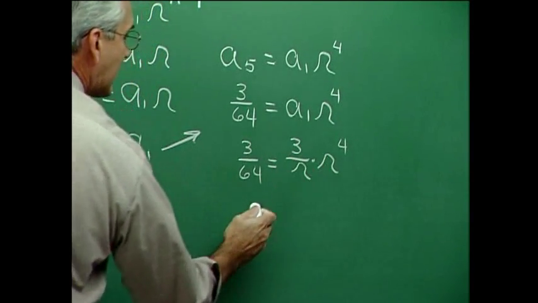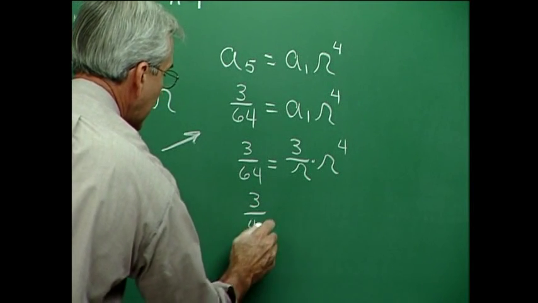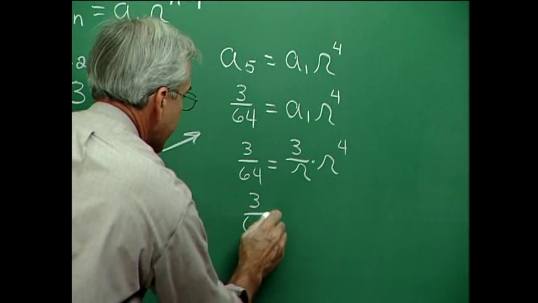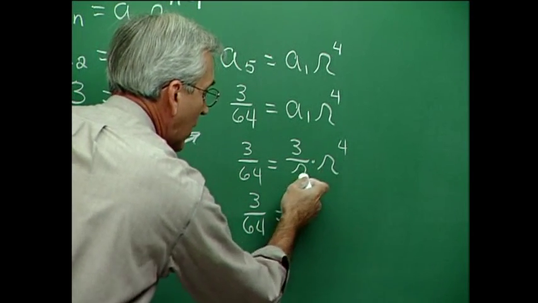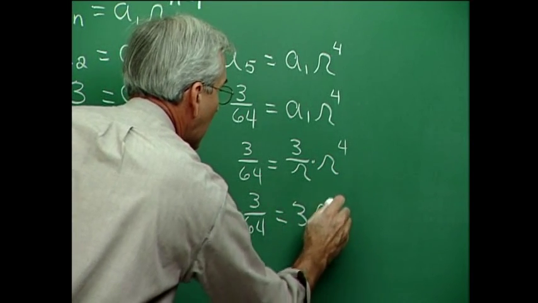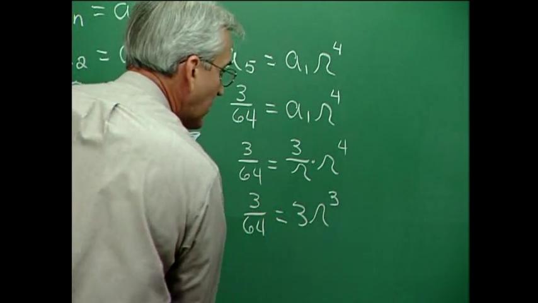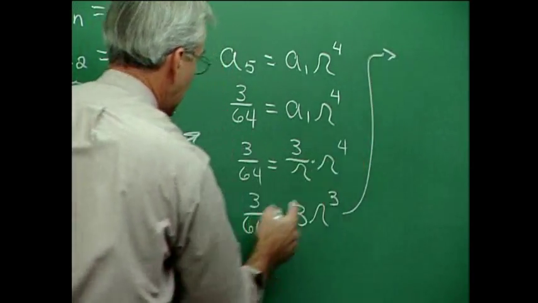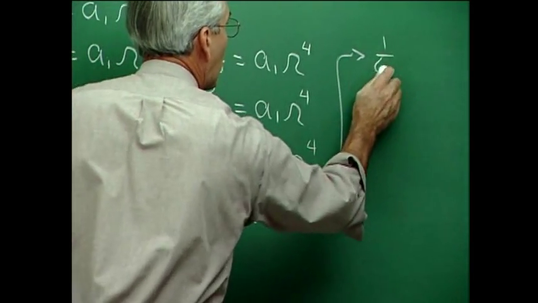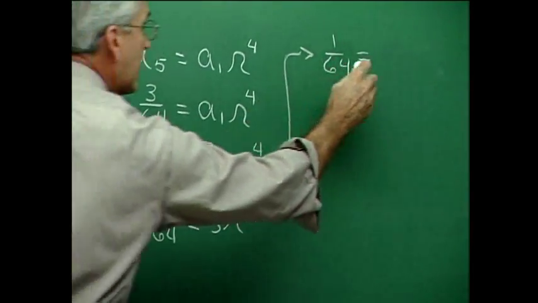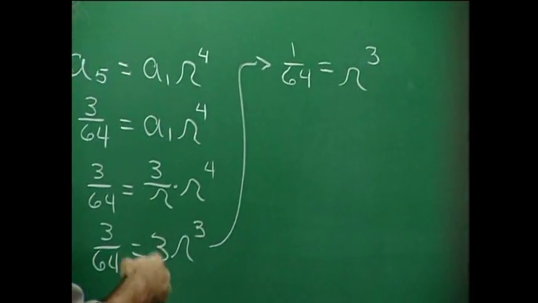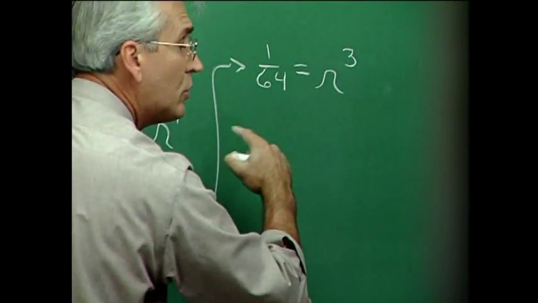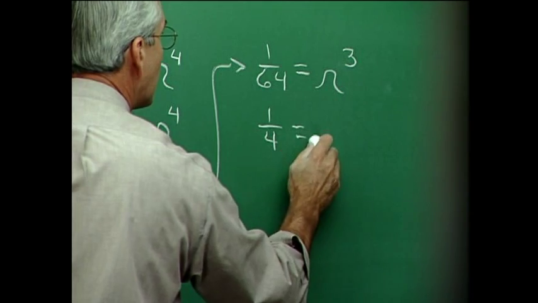Oh, good. The r's can cancel here. I've got 3/64 equals, 1 factor of r cancels up here, so we have 3r to the 3rd. And now I can divide on both sides by 3. Dividing over here by 3, I get 1/64. And on the right, when I divide by 3, I have r cubed. Now, using this multiple root property, I can take the cube root on both sides. I find 1/4 then to be equal to r.